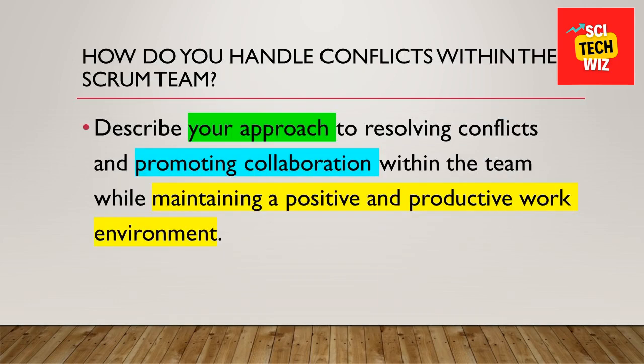How do you handle conflicts within the Scrum team? This is a famous question to Scrum Masters because 90% of the life of a Scrum Master goes in handling conflicts of time, conflicts within the team, and conflicts in understanding a product backlog or a sprint backlog, right? So describe your approach to resolving conflicts and promoting collaboration. You talk about collaboration within the team while maintaining a positive and productive work environment. We will see some examples in upcoming videos.